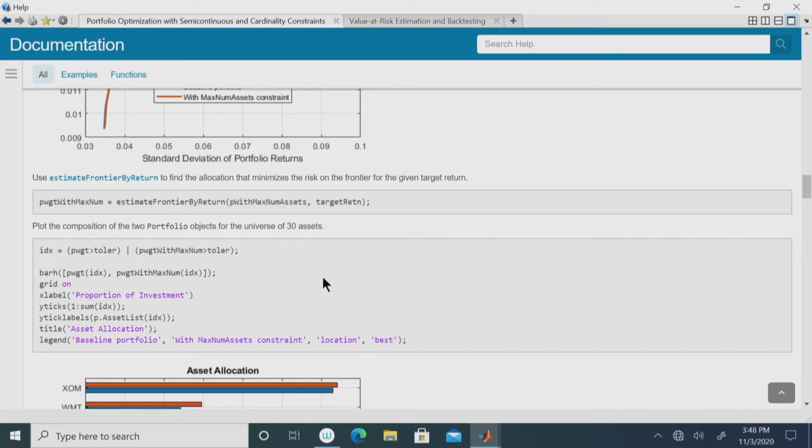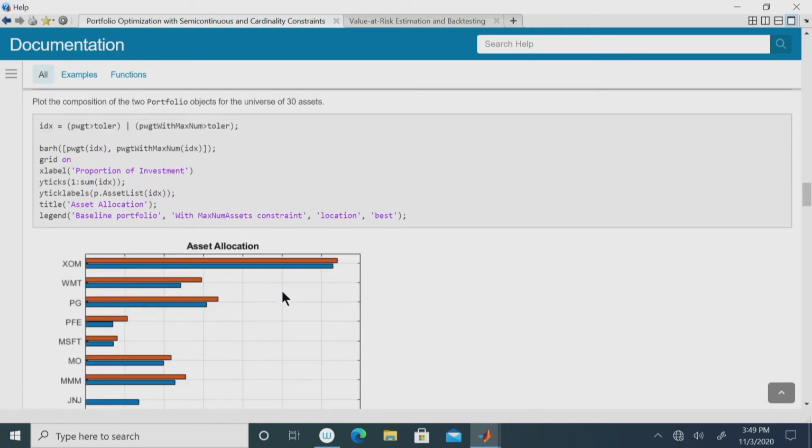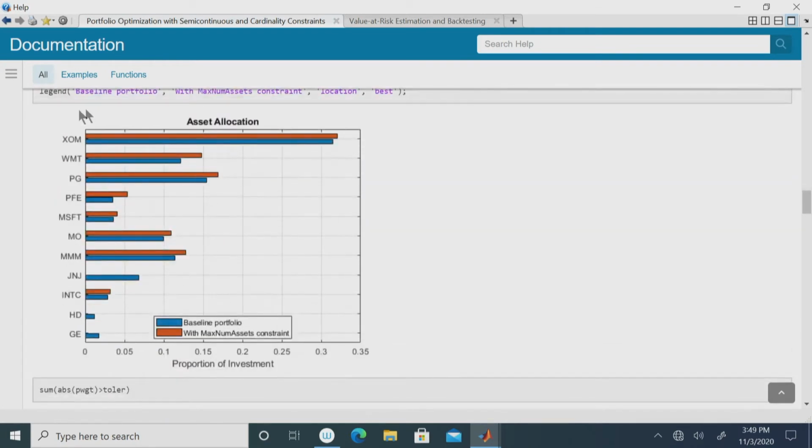So, accordingly what you do is the following: you just set the composition of 2 objects in the universe of 30 assets. So, again we are doing this on 30 assets, and the asset allocation now turns out to be of this particular form. You see here that as before we have 1, 2, 3, 4, 5, 6, 7, 8, 9, 10 and 11. These are the assets that have been allocated to the 11 assets in the baseline portfolio, but after you have imposed this condition where the maximum number of assets that can be included in the portfolio is equal to 8, then you observe that we just have 1, 2, 3, 4, 5, 6, 7 and 8 assets which are going to be included in the portfolio.